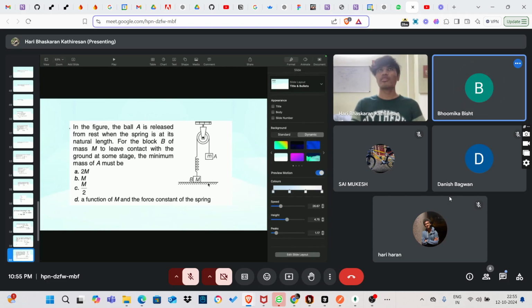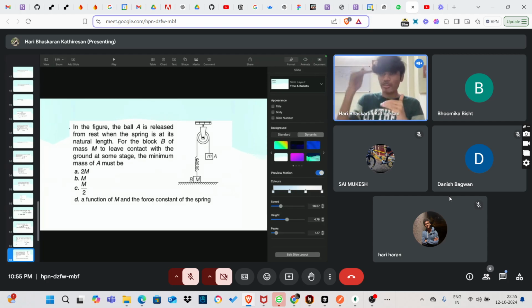Let me make this clear. When there's a spring here, tension would have no effect on this mass. So there is spring force. What happens is when you release this mass m, this spring elongates. It does not elongate constantly. It just elongates, and after a particular elongation, m starts rising upwards.